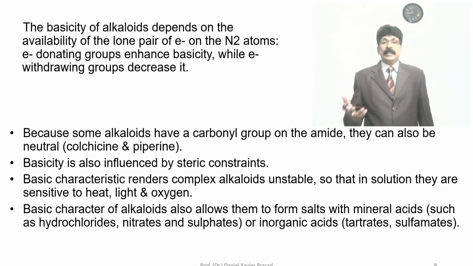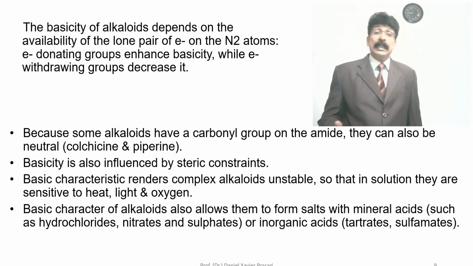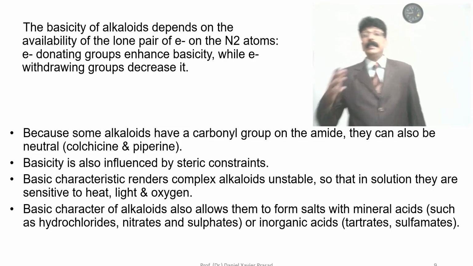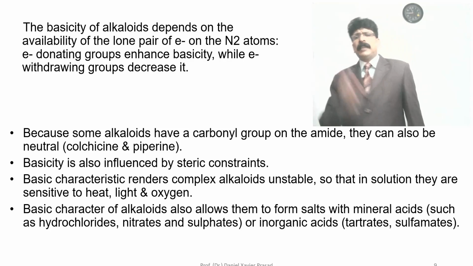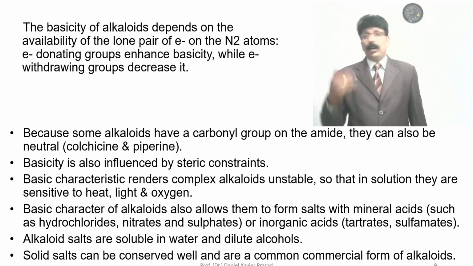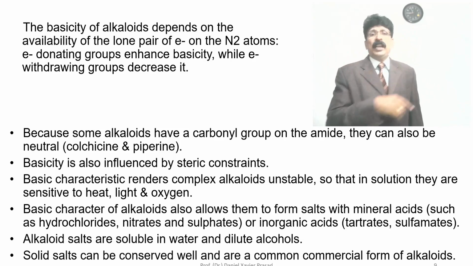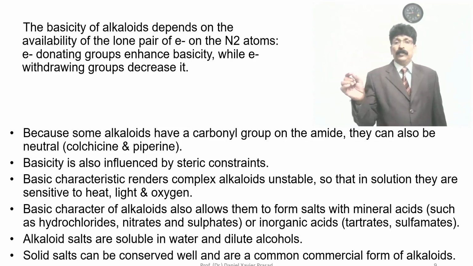Understand, the basic character of alkaloids also allows them to form salts with mineral acids such as hydrochloric acid, nitric acid, sulfates like sulfuric acid, and organic acids like tartaric acid. Sulfamates may also make salts. Alkaloid salts are soluble in water and dilute alcohol, and the solid salts can be conserved well and are the common commercial form of alkaloids available in the market.